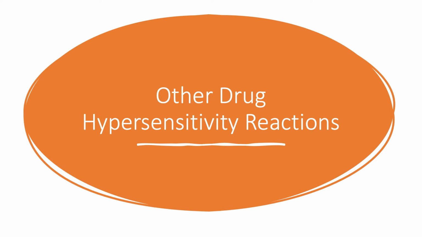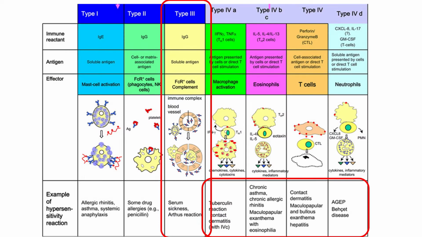So what about other drug hypersensitivity reactions other than IgE-mediated? We'll talk a little bit about type 3, which is serum sickness, and we'll talk briefly about type 4, A, B, C, and D, really for you guys to recognize the big bad boys that we can't do much with, and don't accidentally give your patients those drugs.